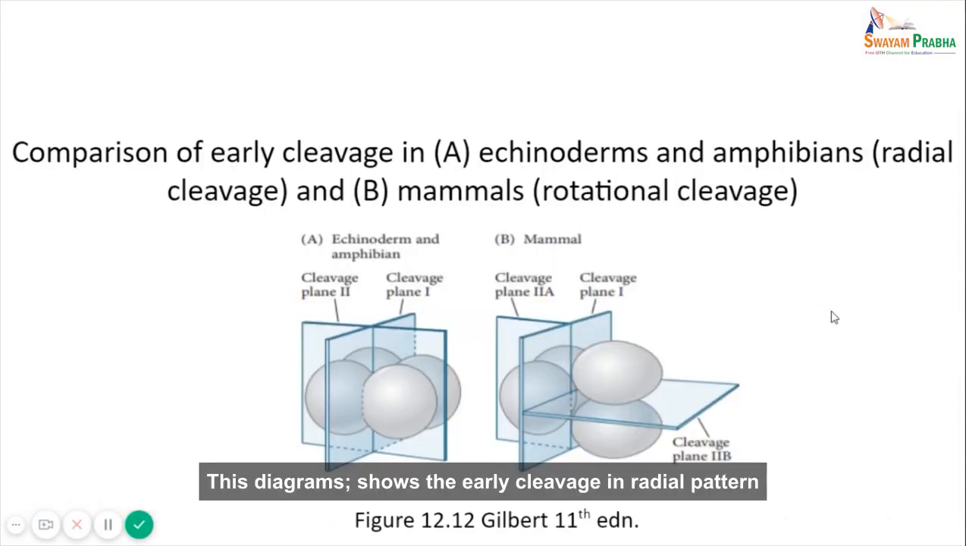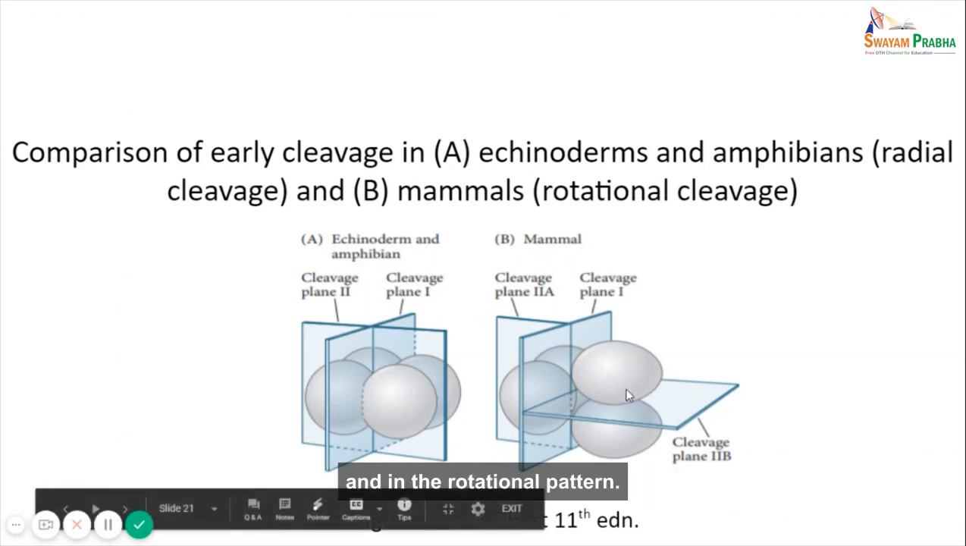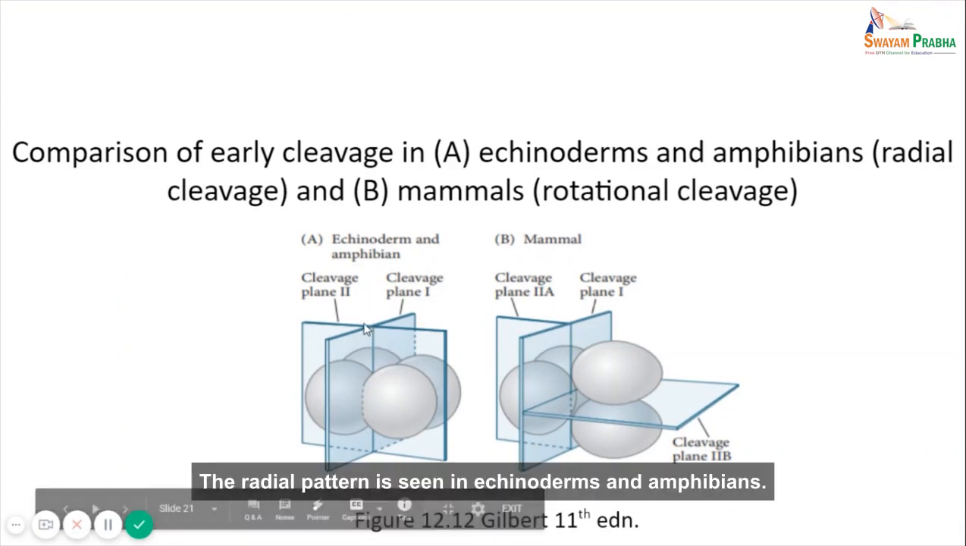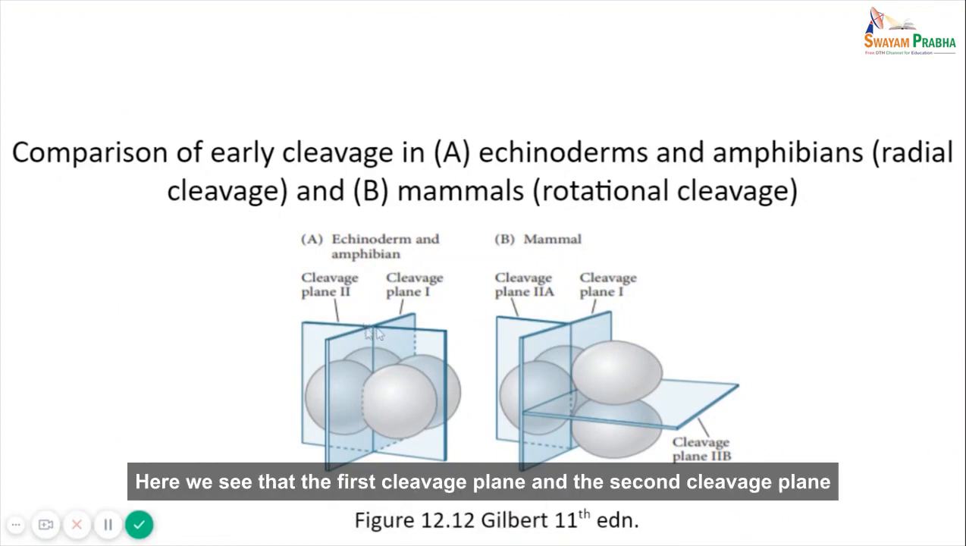This diagram shows the early cleavage in radial pattern and in the rotational pattern. The radial pattern is seen in echinoderms and amphibians. Here we see that the first cleavage plane and the second cleavage plane both are meridional and both are at right angles to each other.